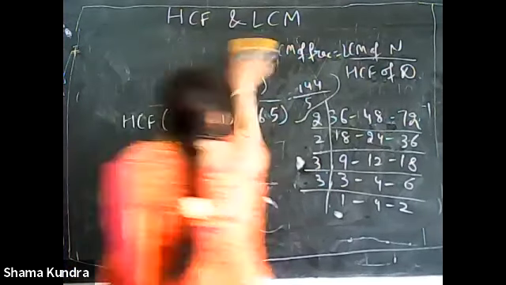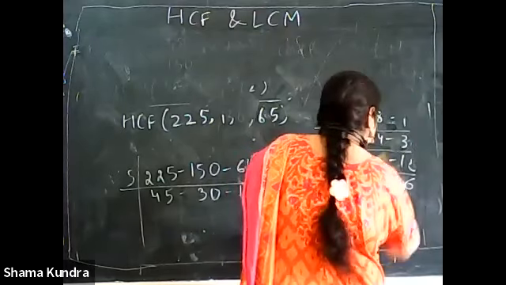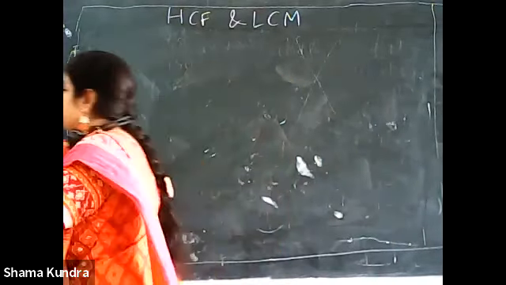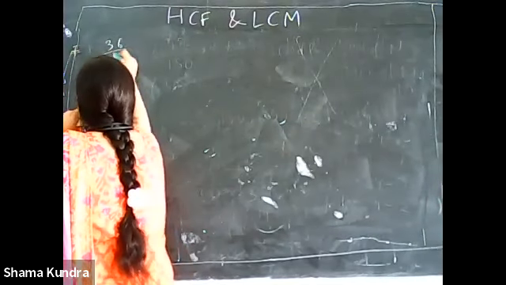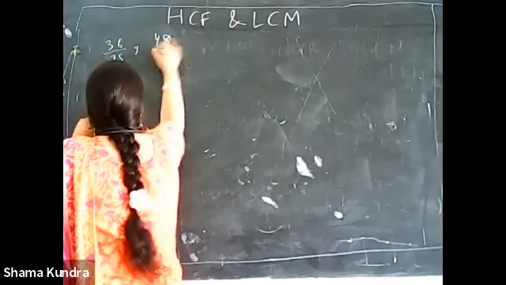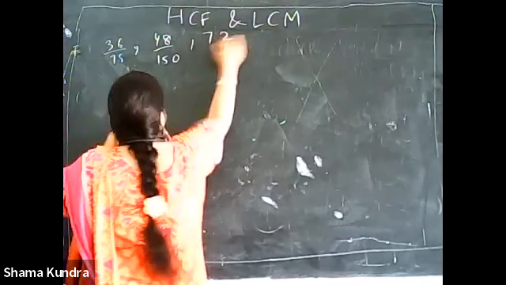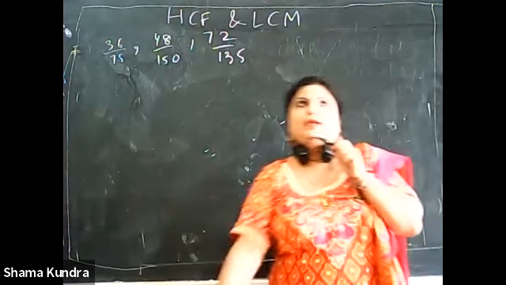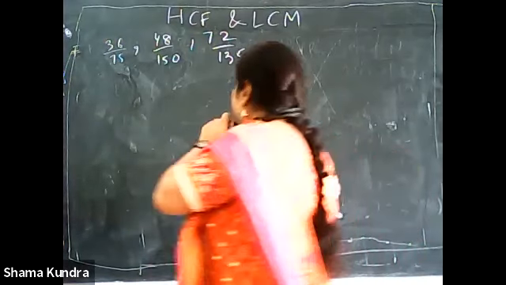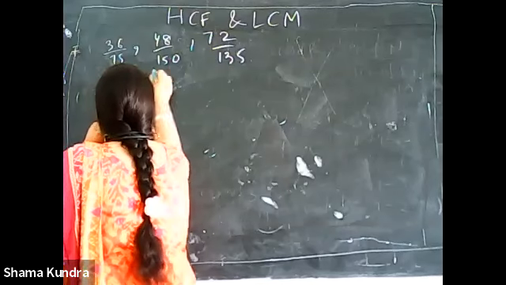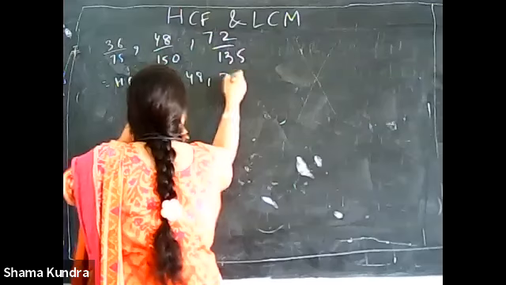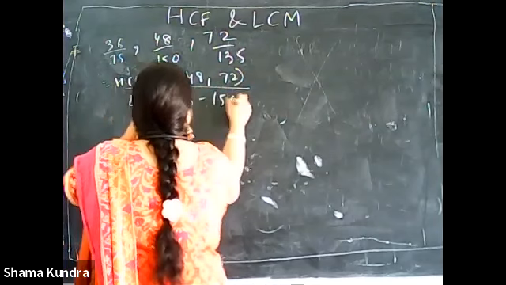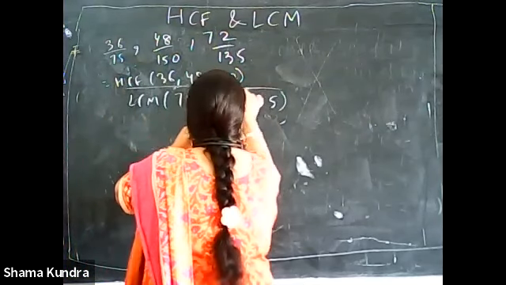Find the HCF of 36 by 75, 48 by 150, 72 by 135. I know the HCF of fractions will be the HCF of the numerators divided by the LCM of the denominators. So I have to find the HCF of 36, 48, 72 and the LCM of 75, 150 and 135.